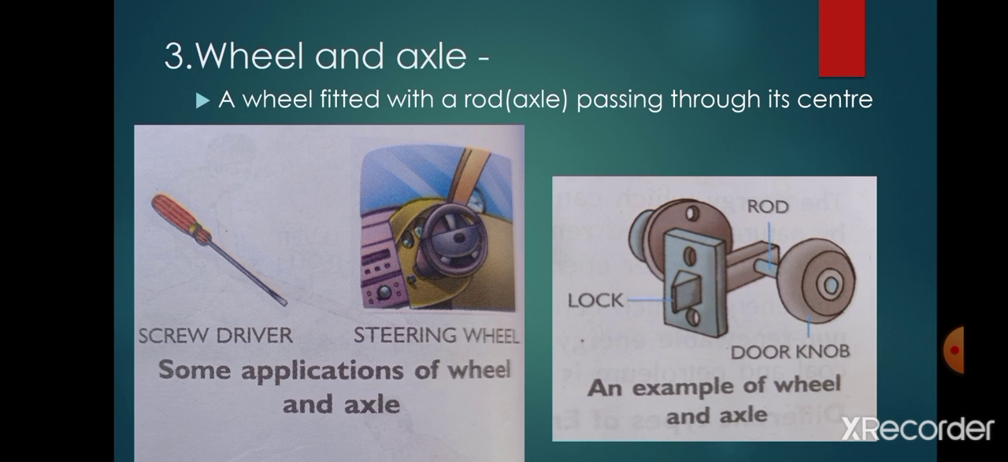Next is wheel and axle. What is wheel and axle? A wheel fitted with a rod, that is called an axle. The rod, which passes through its center, is called an axle. It is a simple machine that helps us to move or lift objects. That is your wheel and axle. Examples we can see in cars, skates, bicycles, doorknobs, steering wheel. These are a few examples of wheel and axle.